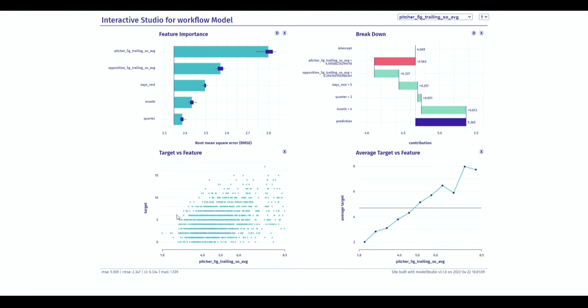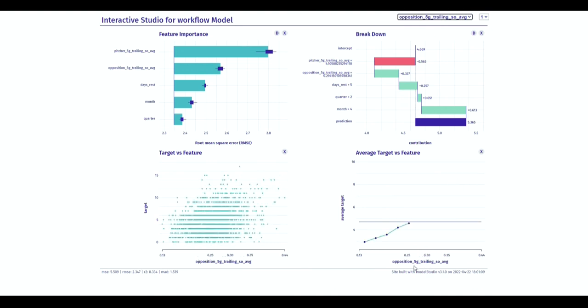We can see the individual plots here, a scatter plot on the left from the training data, and we can see the average target versus feature plot on the right from the training data. The pitcher's trailing 5-game strikeout average has a positive relationship with how many strikeouts we predict they're going to throw in the coming game, which makes sense. How they do historically will probably predict how they do in the future. If we look at the next variable, opposition's 5-game trailing strikeout average, we can see that opponents who have higher strikeout ratios, so this meaning 44% of the time they're going to strike out, that leads to a prediction of a higher strikeout game for the pitcher coming up, as opposed to when they face teams with lower strikeout averages.